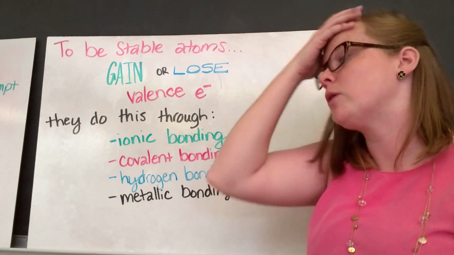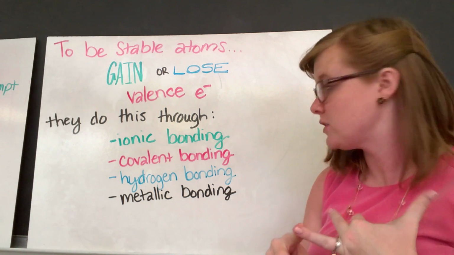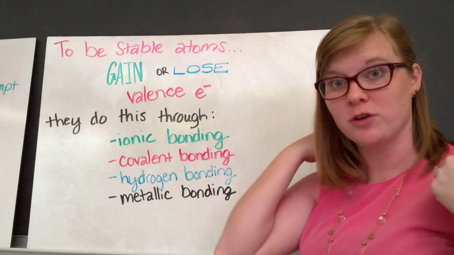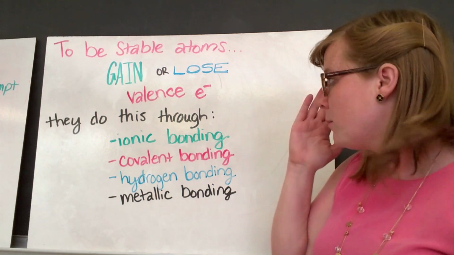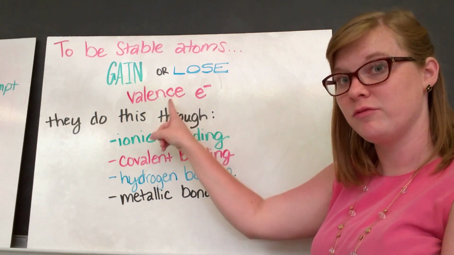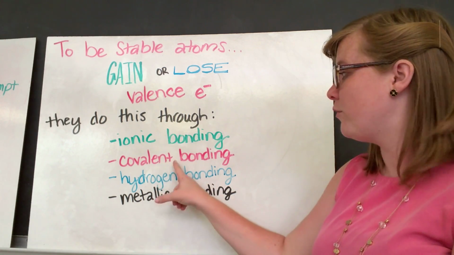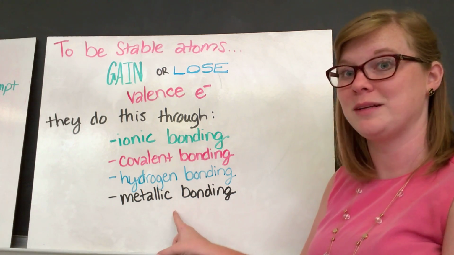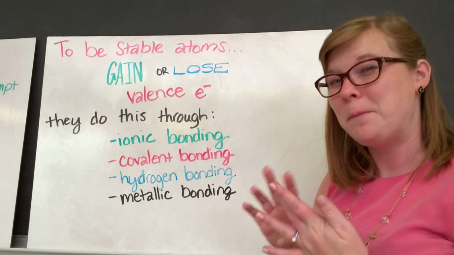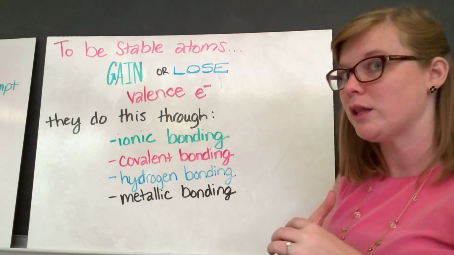Okay, so in order to be stable, atoms are going to gain or lose valence electrons. So they want 8, except for the first 4, who only want 2. But in order to get 8, they're going to either gain or lose valence electrons. So they're going to do this through ionic bonding, covalent bonding, hydrogen bonding, or metallic bonding. So those are our big 4. There's a couple others, but these are the big 4, the 4 that really occur frequently.